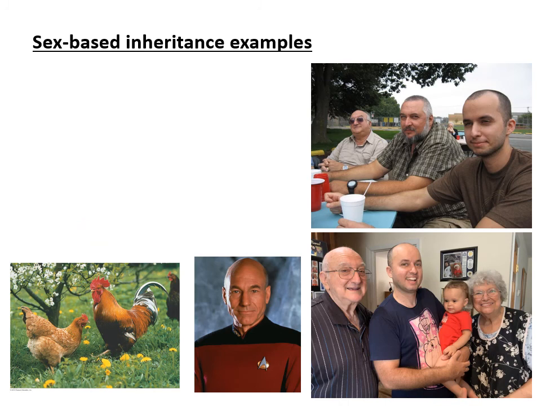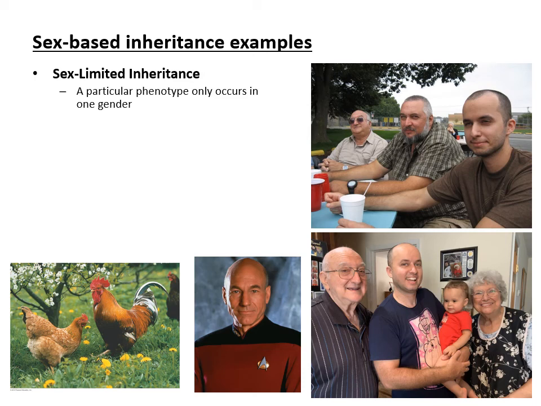So the last point that I want to make regarding sex-linked or sex-based inheritance is that there are a few different examples. The first one is sex-limited inheritance. That's basically where you only see a particular phenotype in one of the genders. And the big example that they use for this is the feathering of some birds.